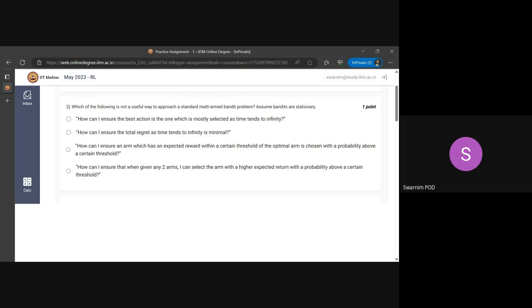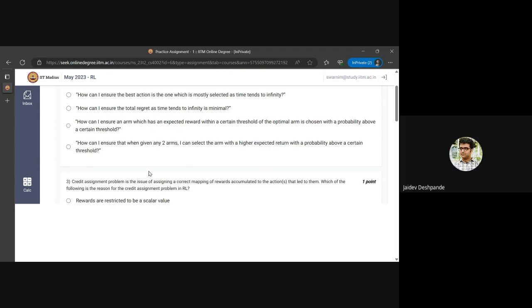So we're left with the fourth option. How can I ensure that when given any two arms, I can select the arm with a higher expected return with the probability above a certain threshold? But that is also a good idea, right? Like it says given any two arms, which means eventually you'll find the best arm. That is true. But that's not the overall objective of the problem. I just want the optimal arm. I don't want to keep exploring the non-promising arms.